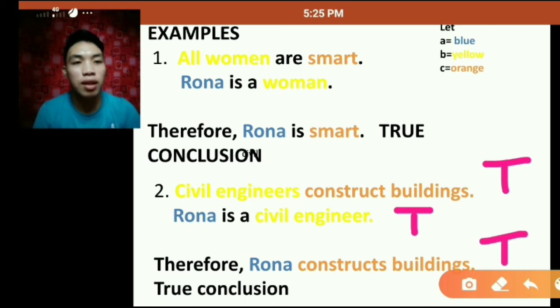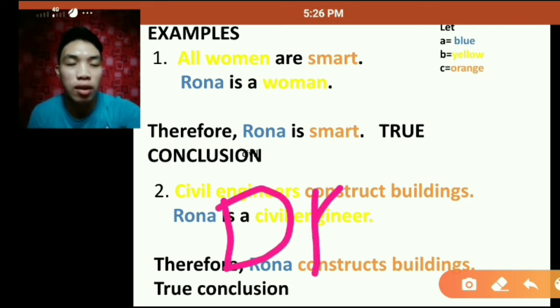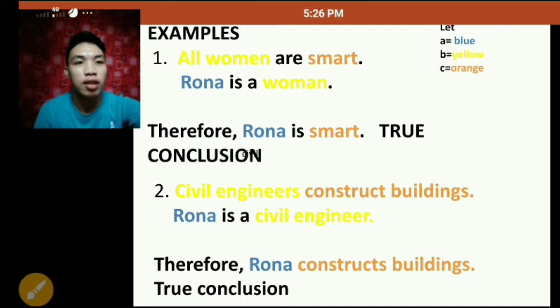So true. So it means that this example passed through the second criteria, and we can say that it is really a deductive reasoning. That is, the example number 2 is a deductive reasoning. Okay, the next one.